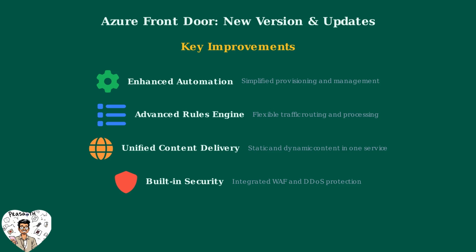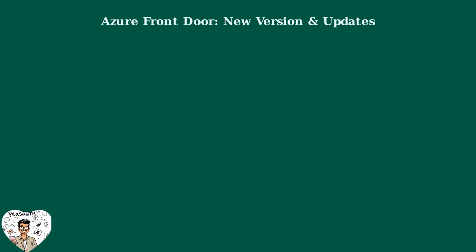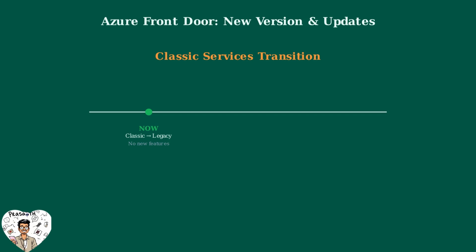Now let's look at what happens to the existing classic services and the important timeline you need to know about. Microsoft has established a clear transition plan. Classic Azure Front Door and CDN services are now considered legacy products that will not receive new features. Organizations have until March 31st, 2027 to migrate from classic services to the new Azure Front Door. This gives plenty of time for planning and execution.